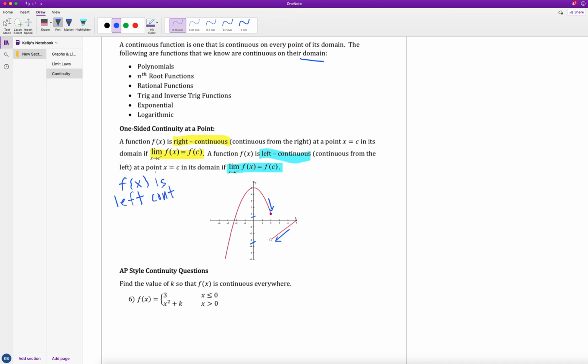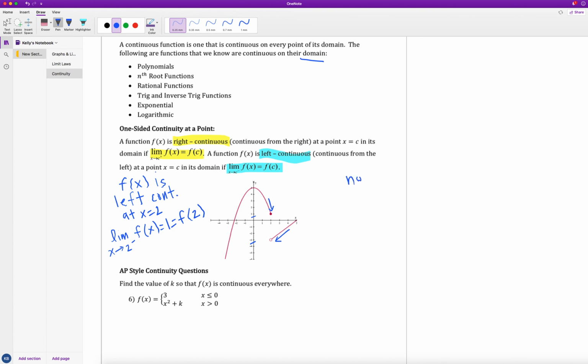I'm going to shorthand continuous with just C-O-N-T, but this is left continuous at, in this case, x equals 2, and the reason behind it would be that the limit as x approaches 2 from the left-hand side of f of x, which equals 1, also equals f of 2, or our function value at this point.